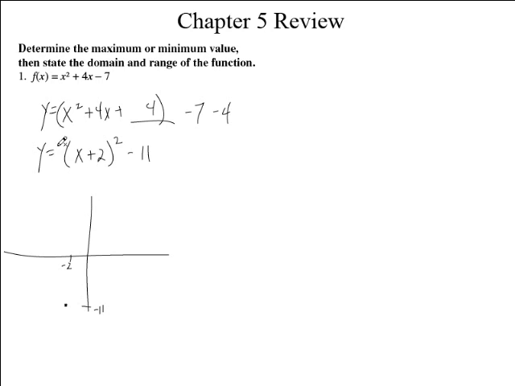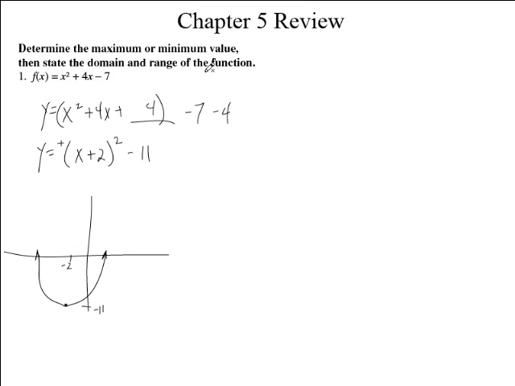Now what is this? This is a parabola. This is positive, so it opens up. So again, you don't have to be really detailed about this. You just have to realize that it's a parabola that opens up, and the vertex of that parabola is negative 2, negative 11.